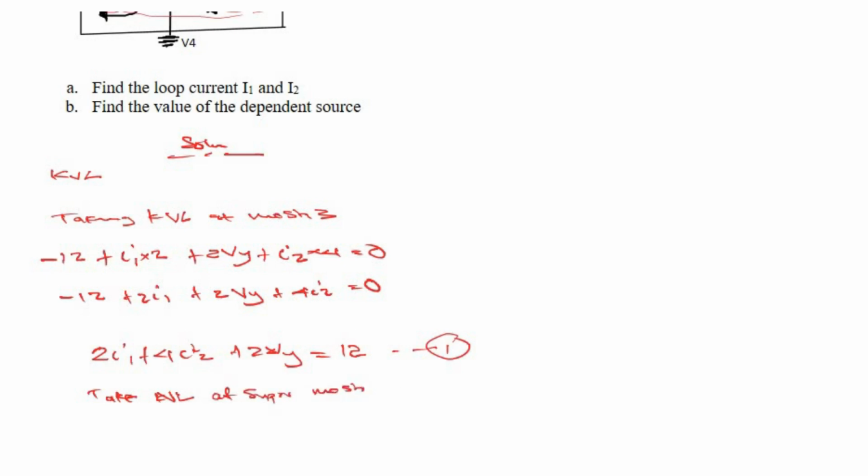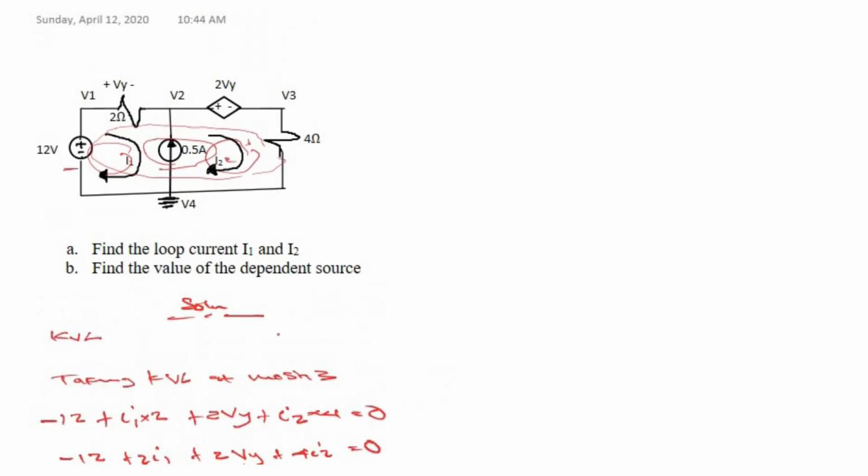Now taking KVL at the super mesh, let's quickly see what is at the super mesh. Let's label our currents. You can see this is I1 because of the direction it was given from the circuit. It is going in this direction, so this is I1. Look at I2 also. I2 is also having this direction. Then this 0.5 current source is also going upward. So you can see I2 is equal to I1 plus 0.5 amp.